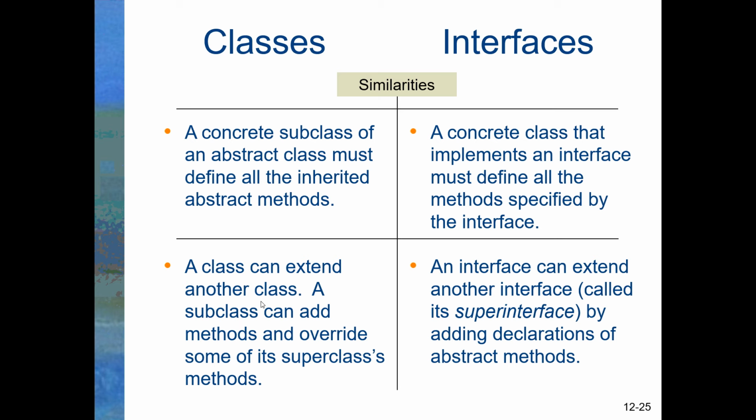A class can extend another class. A subclass can add methods and override some of its superclass methods. So I can extend my superclass and add additional things to it or override existing ones. Same deal with an interface. I can extend another interface, called a superinterface, by adding declarations of abstract methods. That is possible; you can make an interface that has multiple interfaces in it. It's not very common.